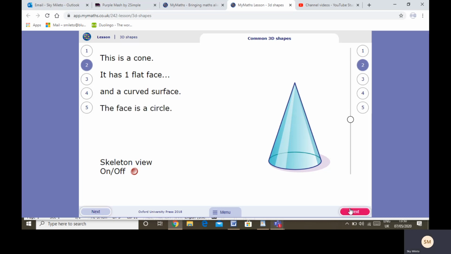The face is a circle, goes all the way around, and there is one curved edge, which goes all the way around the bottom, and one vertex right at the top, where all the edges meet. Well, they're not really edges, but it's where they change direction.